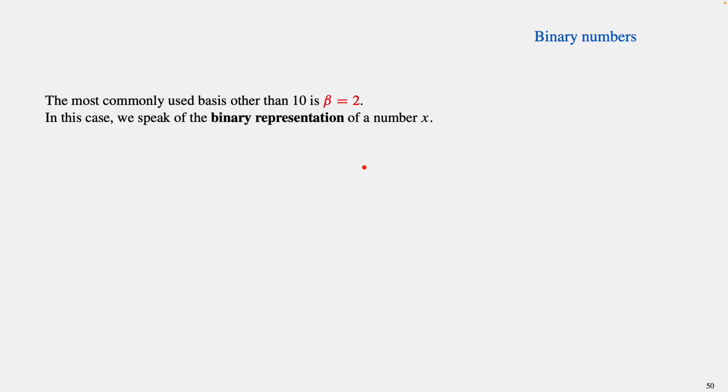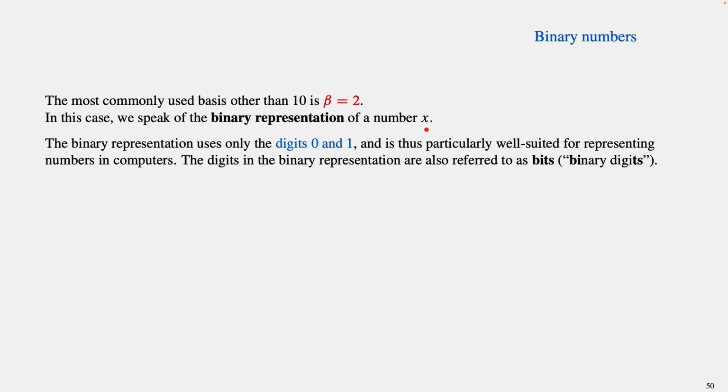And the most commonly used base other than 10 is 2. So this is for the so-called binary representation of a number x. And here we only use the digits 0 and 1. And so this is particularly well suited for representing numbers in computers. And these digits in the binary representation are then referred to as bits, the word bit being derived as a shorthand from binary digits.